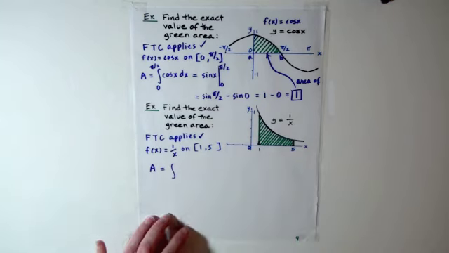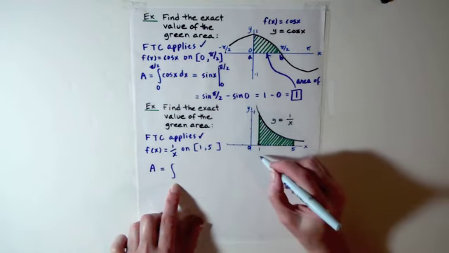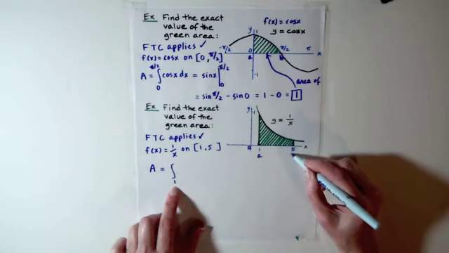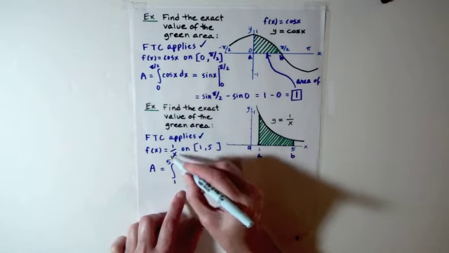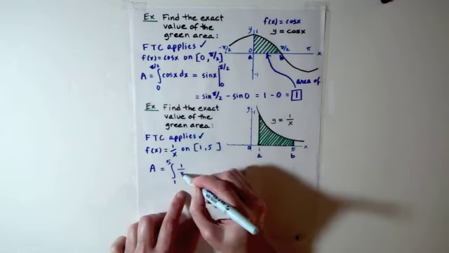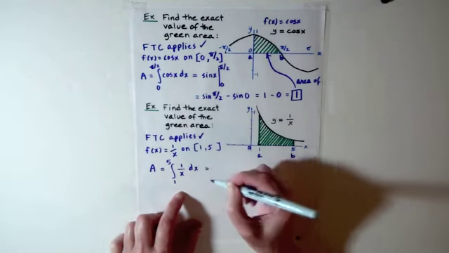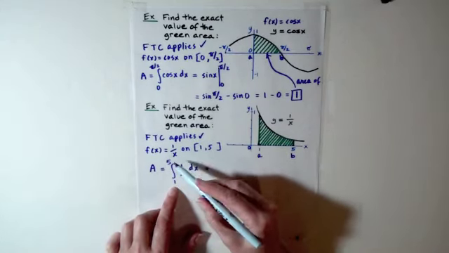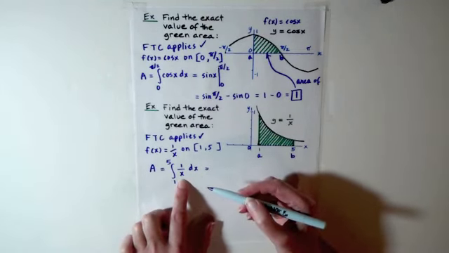Let's see, we're doing the definite integral from, and my lower limit, my a value, would be 1. My upper limit, my b value, would be 5. And the function I'm integrating is just the function I want the area underneath of. I don't know if that's very good grammar, but you understand me. So I'm doing the integral from 1 to 5 of 1 over x dx. I go ahead and find an antiderivative.